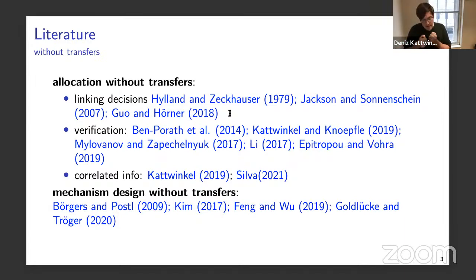And there the idea is to link intertemporal allocation problems and therefore incentivize agents to report their types truthfully. There are other methods to solve these kinds of problems that we observe in practice. One is, for example, verification. There's also a bit of newer literature which deals with how we can use correlated information in the setups of our transfers. But this literature is quite broad.